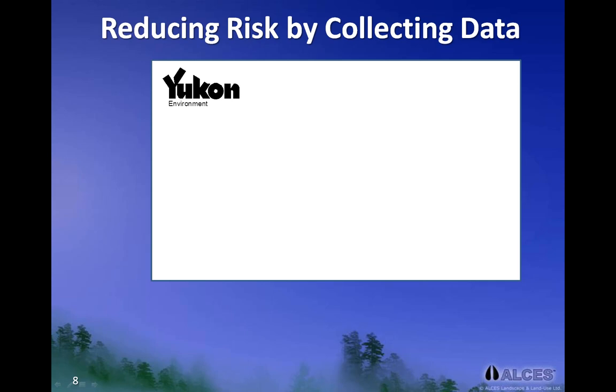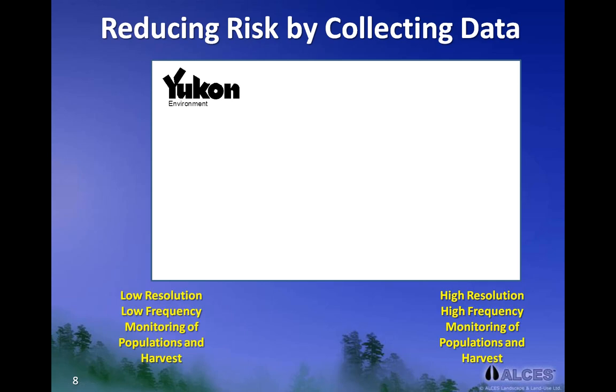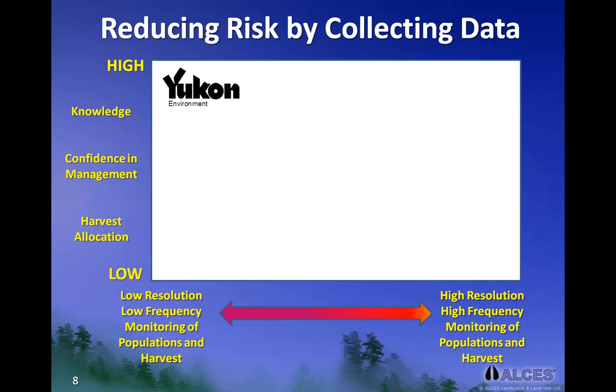For example, let us consider a graph that has the frequency of population monitoring along the horizontal x-axis. So on the left-hand side of the x-axis are situations with population and harvest monitoring surveys that have low resolution and low frequency, i.e. surveys are conducted once every 10 years. As you move to the right, you are increasing the resolution and frequency of population and harvest surveys towards a yearly interval. On the vertical y-axis, the scale indicates that we go from low to high with respect to our knowledge of the population, our confidence in management recommendations, and most importantly, a relatively low or high harvest allocation.